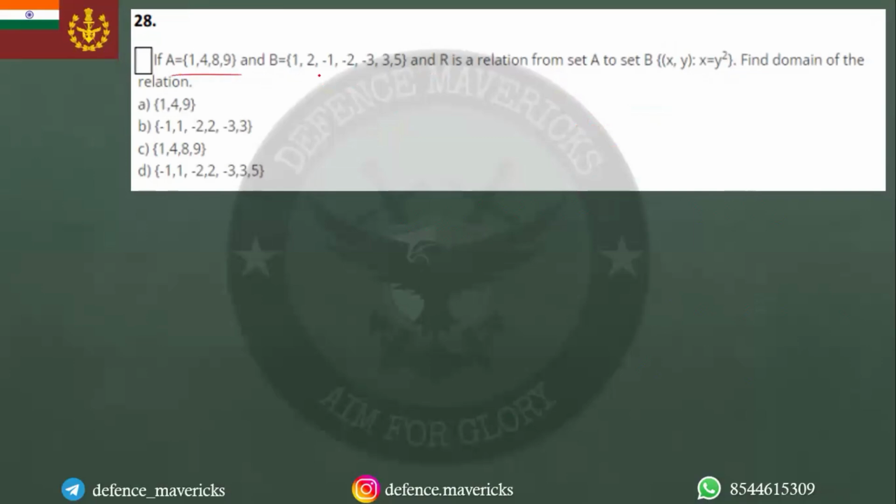So they have given you set A and set B, and R is a relation from A to B such that (x, y) such that x is equal to y square. Find the domain of the relation. Domain यानी कि x की कौन सी values possible. Now x has to be from set A, that means 1, 4, 8, 9, and y has to be from set B. So I can write 1 equal to 1 square, I can write 1 equal to minus 1 square. Enough. Then can I take 4?